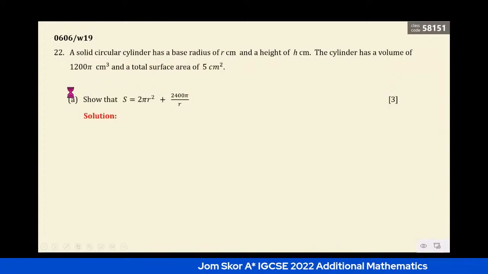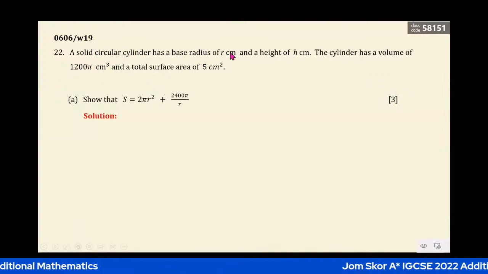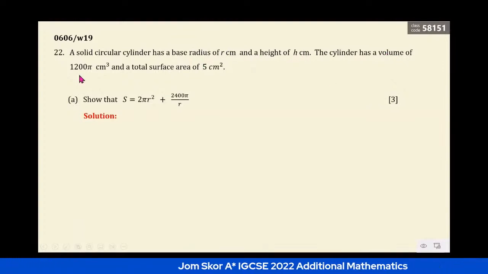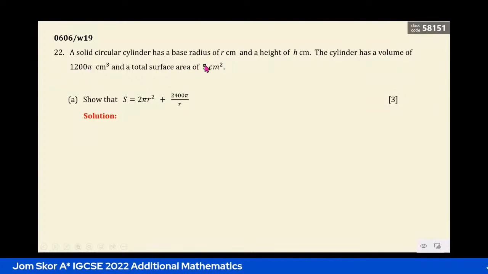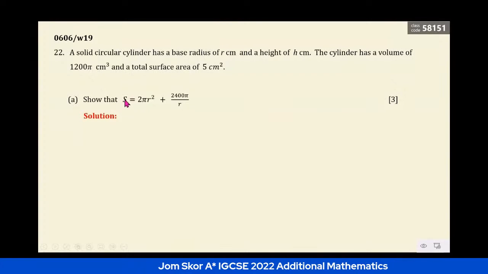Next we look at number 22. Okay. A solid circular cylinder has a base radius of r, height of h. The cylinder has a volume of 1200 pi. And then the total surface area is also given. All right. So now the question asks you to show that the surface area is equal to this.